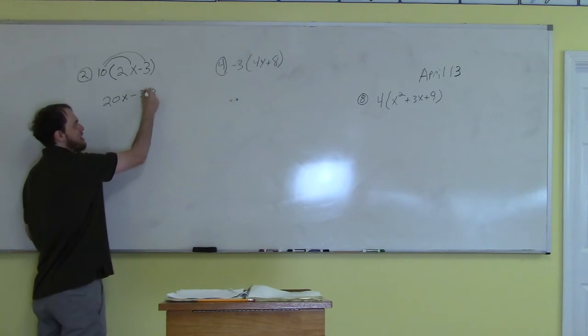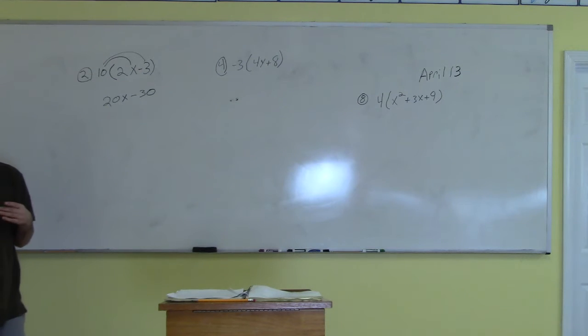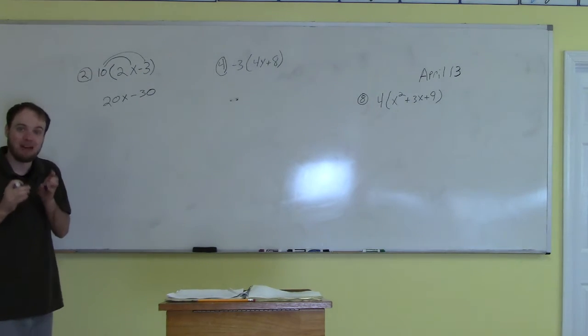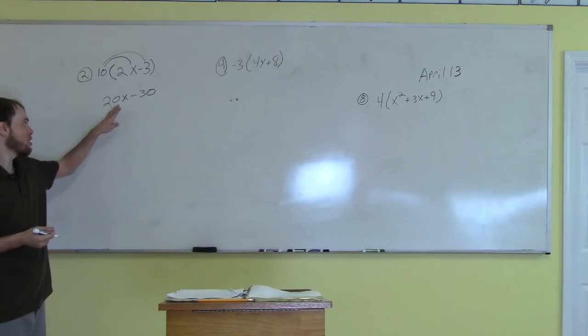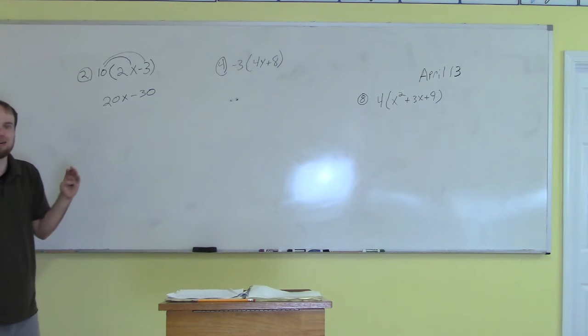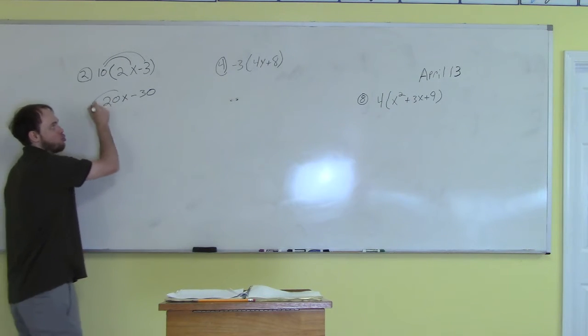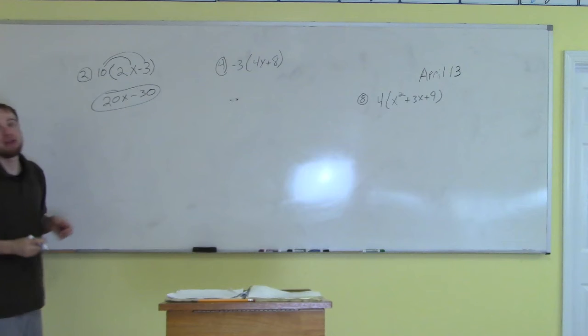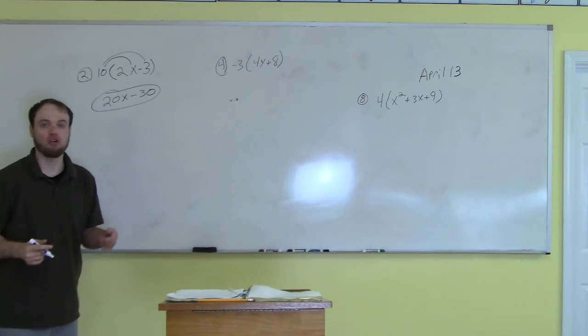And then at the very end, I can see if I have like terms. Like terms basically look exactly the same and have the same base. Here, I don't have like terms. This one is an x, this one's just a number, so I can't combine them. And so that is just my answer: 20x minus 30.